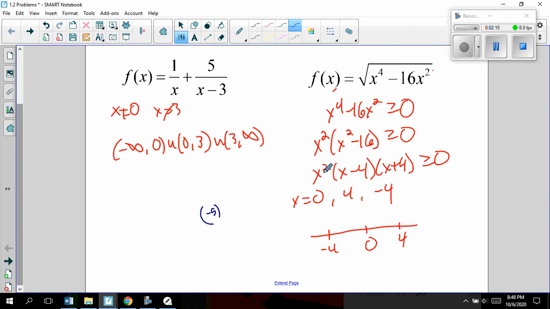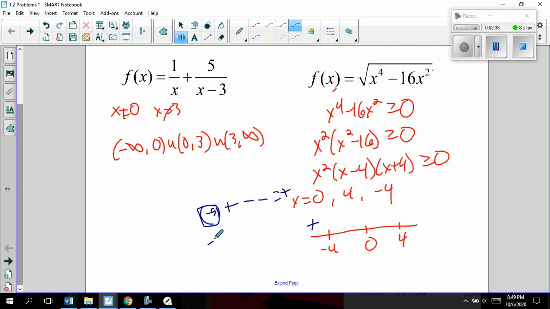Okay, so I go here and I pick a number less than negative 4, so we'll use negative 5. If I put negative 5 and I square it, that would be positive. If I put negative 5 and I subtract 4, that's a negative number. If I take negative 5 and I add 4, that also is a negative number. Those would multiply to a positive number. So 2 negatives go positive, and then you already had a positive.